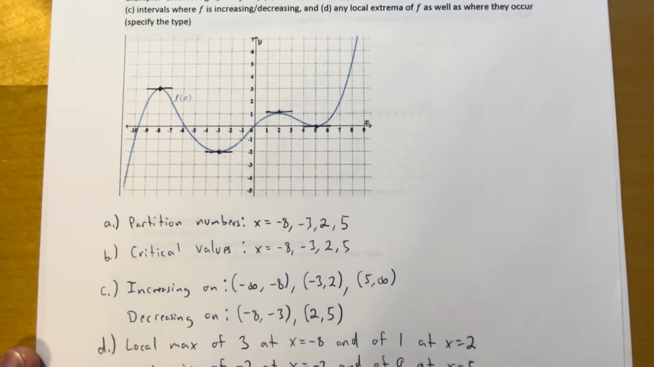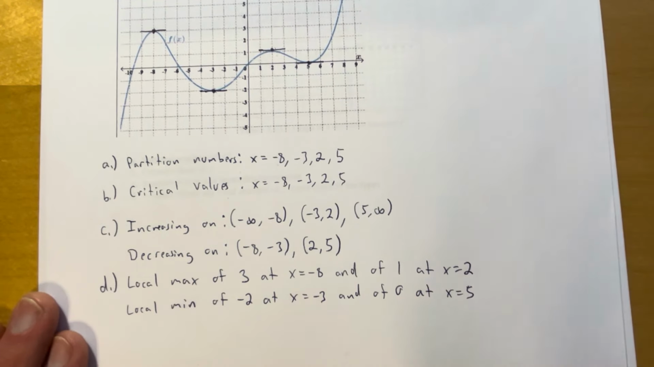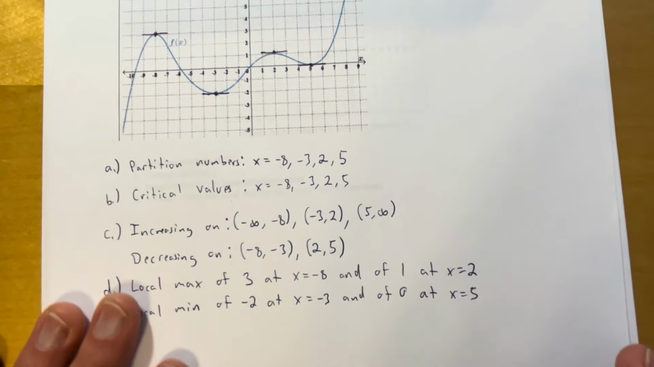then by stating local max or local min, we have also specified the type. That's everything that we were asked for in part D of this problem.